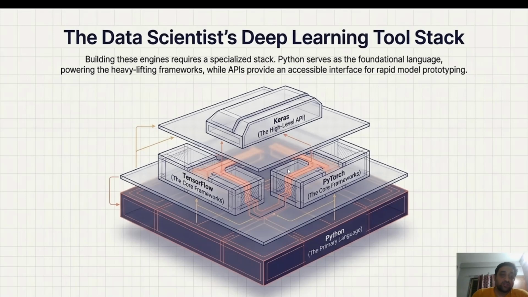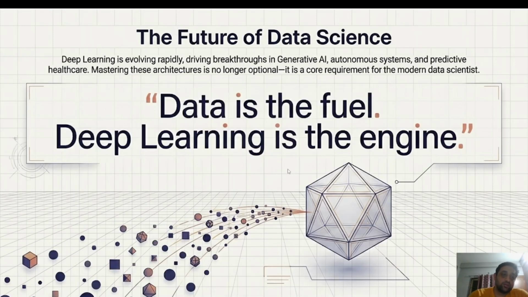Now we come towards the future of data science. We started this presentation with an engine analogy. Let's close with it. The quote on this slide says, everything data is the fuel, deep learning is the engine. This is not a metaphor about the distant future, this is a description of right now.